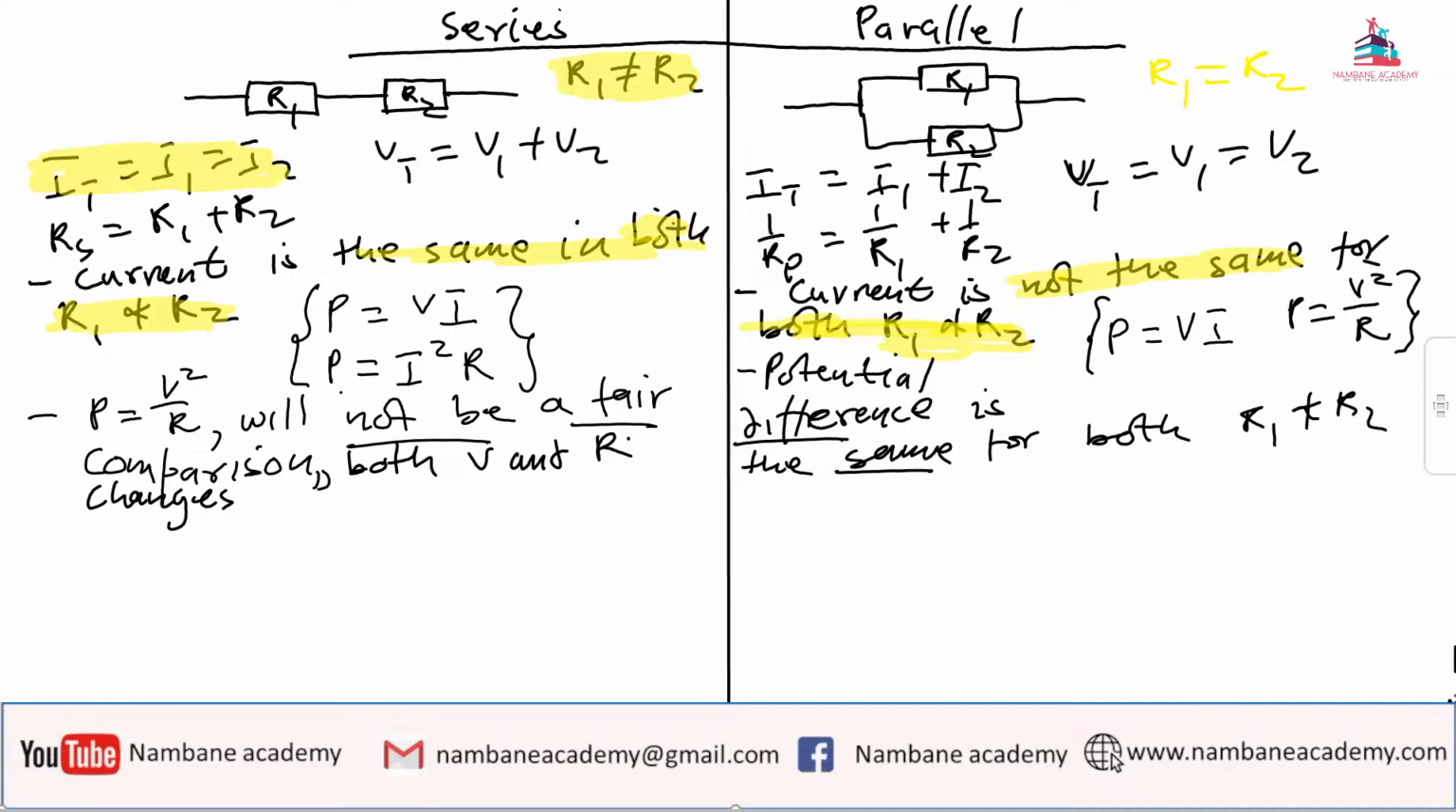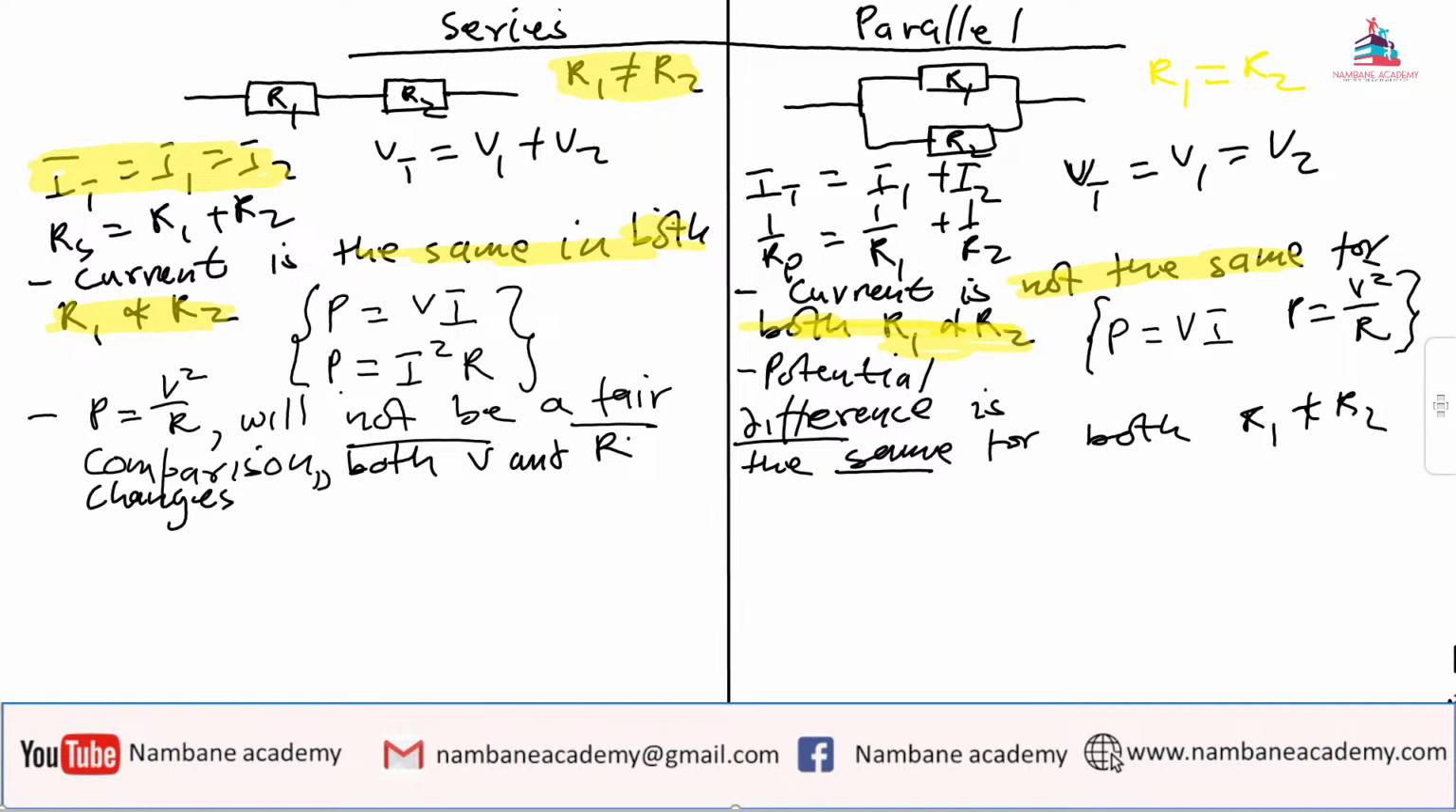then it basically says if we are going to compare the brightness of R1 and R2, it is going to be very difficult because you have the V that is changing. You have the R that is changing. Remember, R now is resistance. And we did say R1 is not equals to R2.